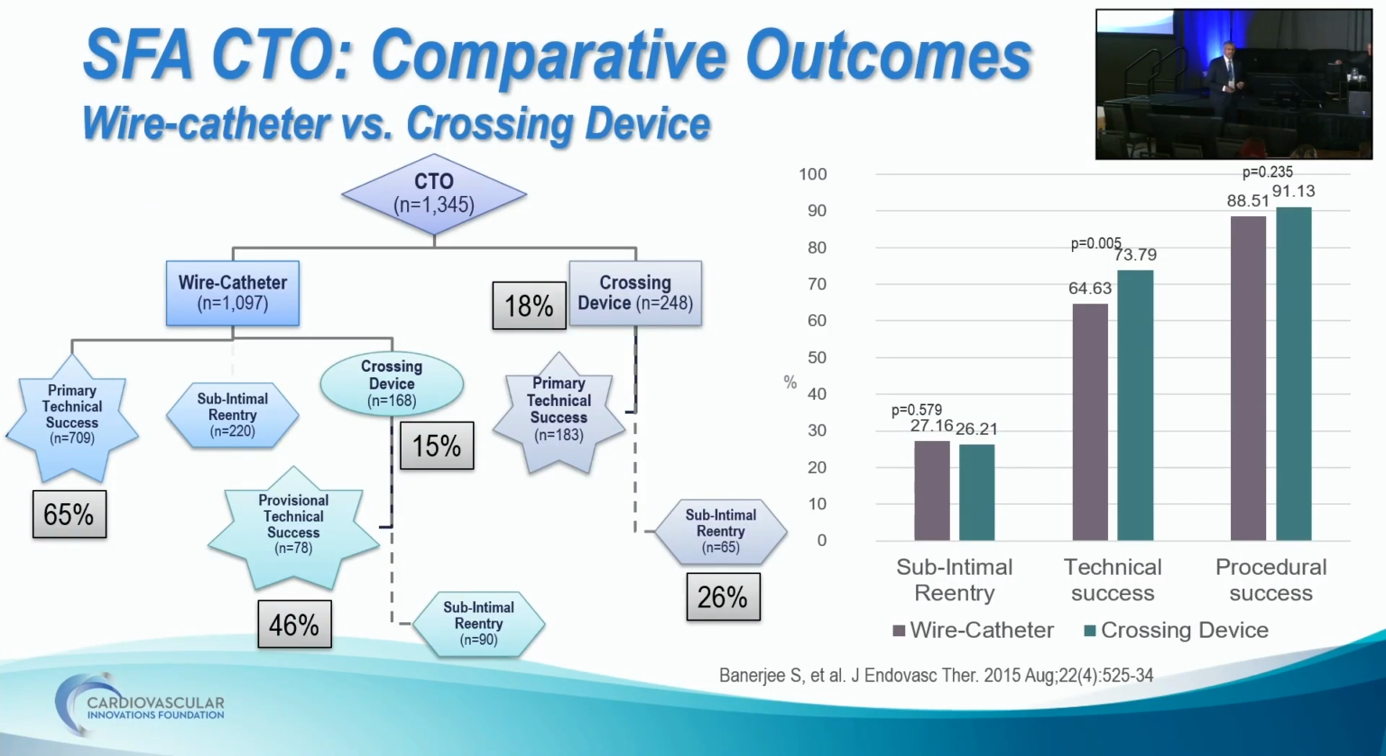This is our data from one of the largest observational consecutive 22 center studies of CTOs in the femoral-popliteal area, 1,345 chronic total occlusions, 18% use of crossing devices. But look what happens when you start with a guide wire. In about 15%, you still end up using a crossing device or a re-entry device, and your overall technical success adjudicated by the core laboratory is actually higher, although the procedural success is equal with both the devices.